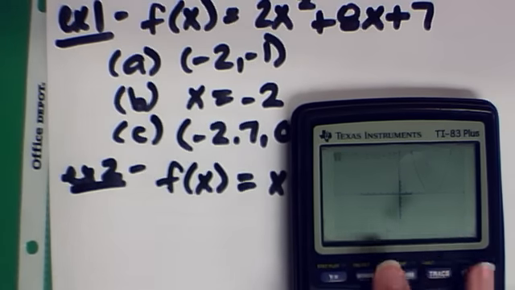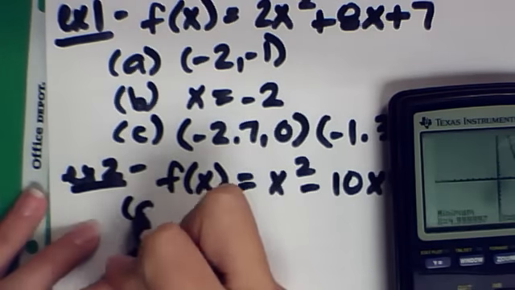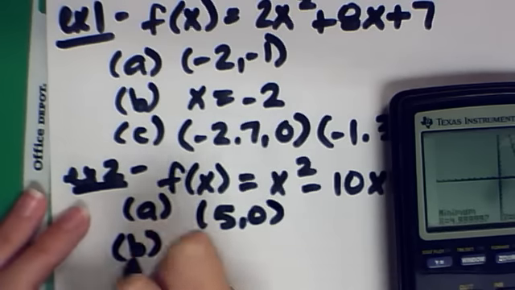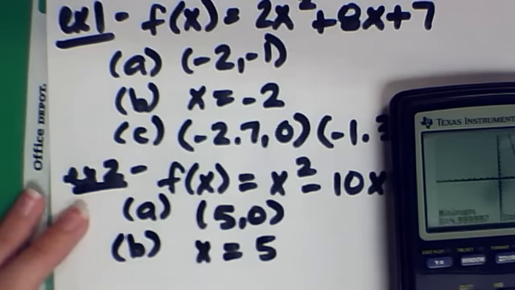Oh, let me start over. It looks like I pushed something incorrectly. To the left, to the right, and enter. And our minimum is 4.99999, 0, which I can just round, because it is close enough, to 5, 0. That gives me part B as well. I know that x equals 5, because that's what it shows me right here.